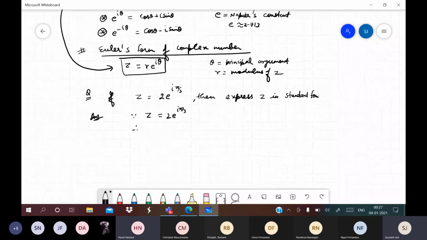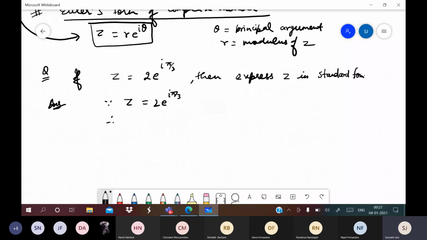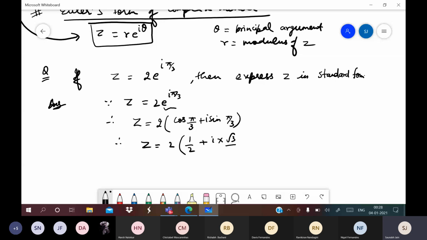So the question is if z equals to e to the power iota pi by 3, then express z in the standard form. Okay. So what I will do? I will use the formula for this thing, e to the power iota theta. What is the formula? Just now we discussed, it is cos theta plus iota sin theta. Okay. This pi by 3 will be written in place of theta. So this is actually the polar form now, but you want to write it in the standard form. So you will write the values of cos and sin. Cos pi by 3, cos 60 degree. Sin pi by 3 means sin 60 degree.